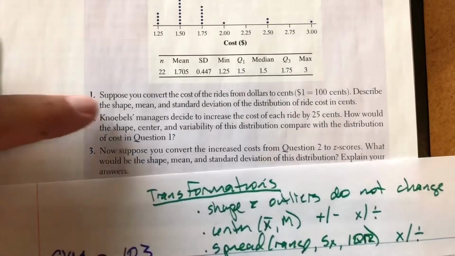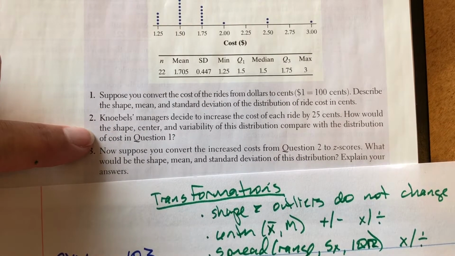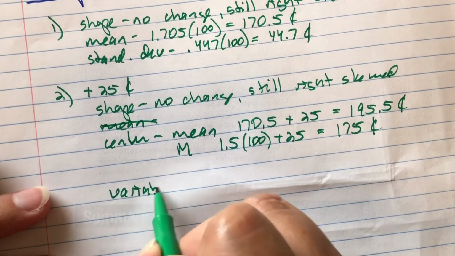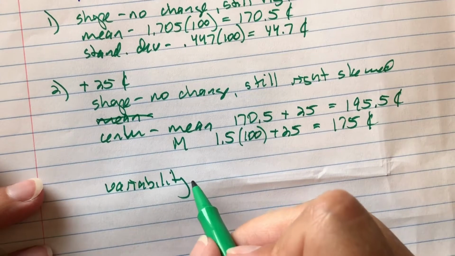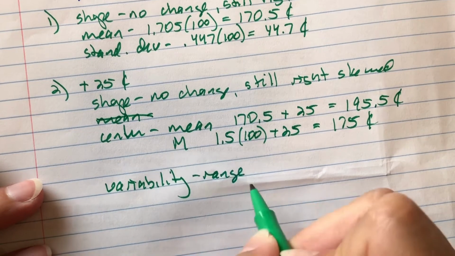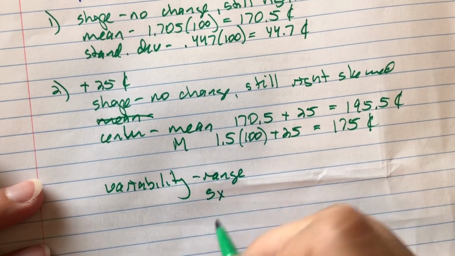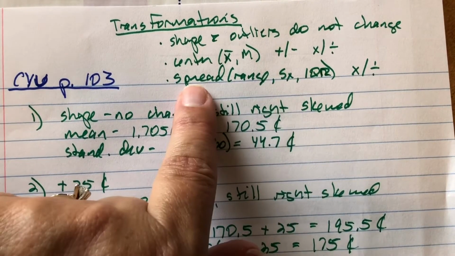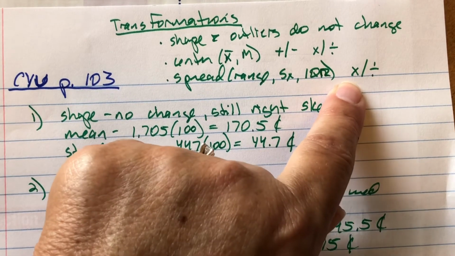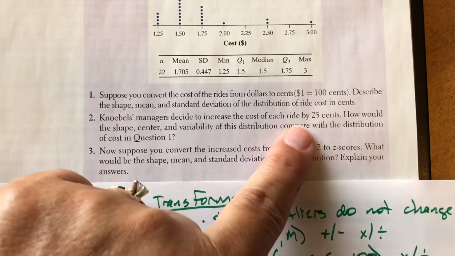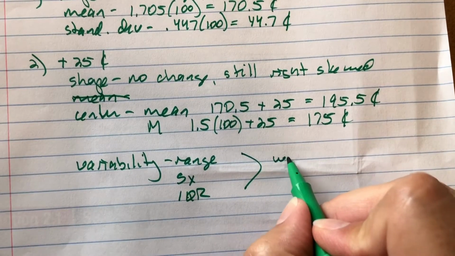Okay? And then variability. So let's do variability, which would be range, standard deviation, and IQR. Okay, now variability and spread is only impacted by multiplication and division. It's not impacted by addition and subtraction. So adding 25 cents isn't going to do anything. Okay, these will not change.